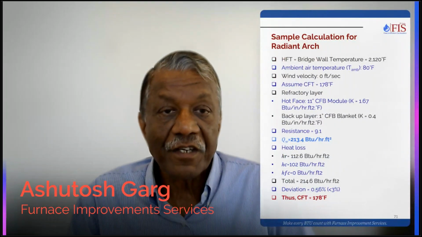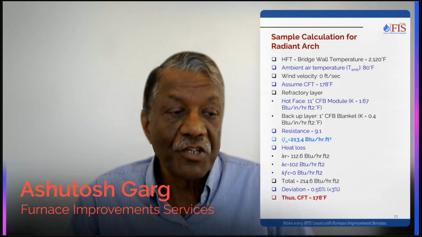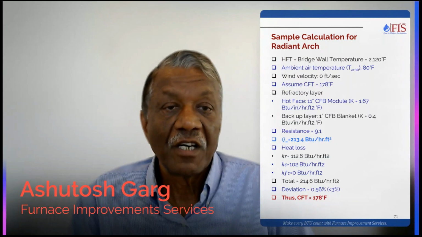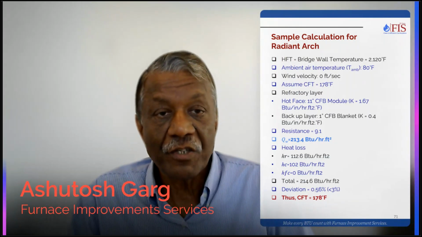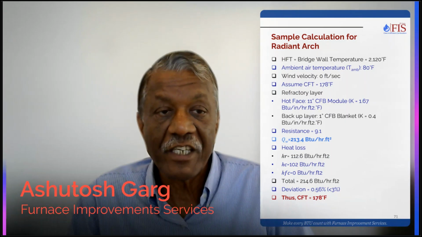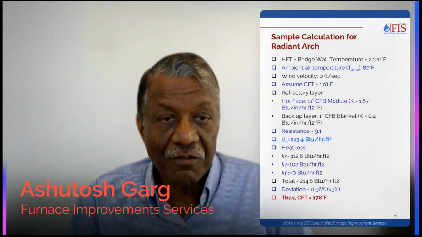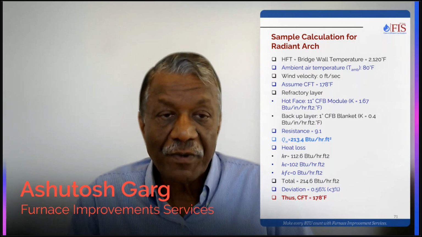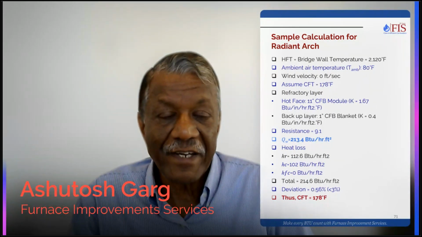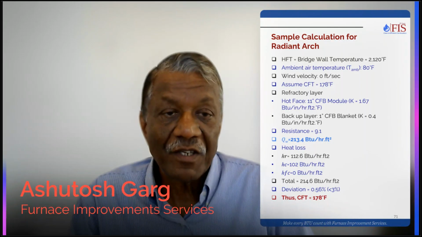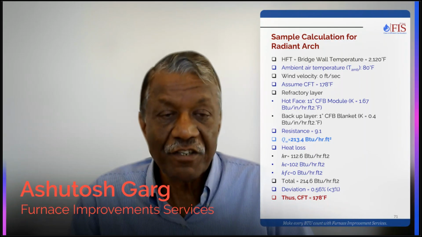So this is a sample calculation which has been done for a radiant arch, very high temperature, bridgewall temperature 2120, ambient temperature 80 degrees, wind velocity 0. We assumed a cold phase temperature of 178. So you can see he has already done a lot of iterations and now he is in the final stage.